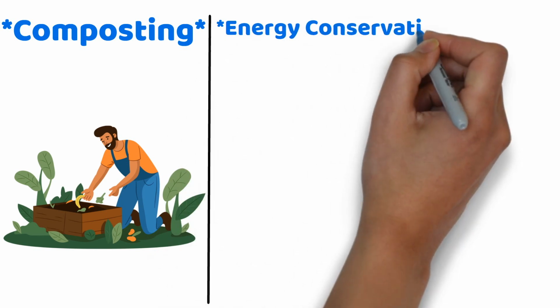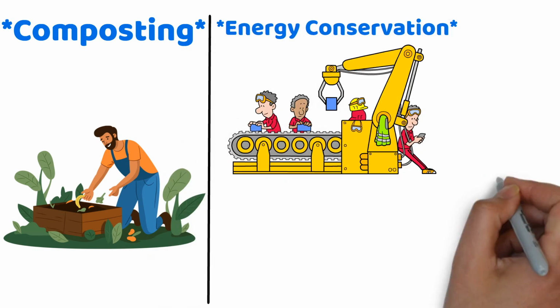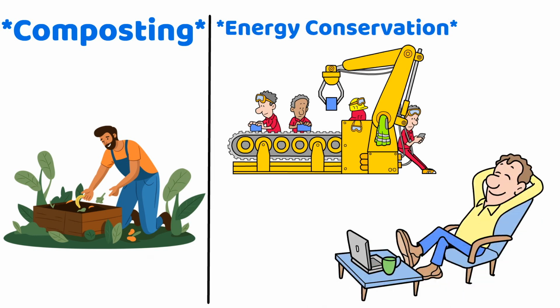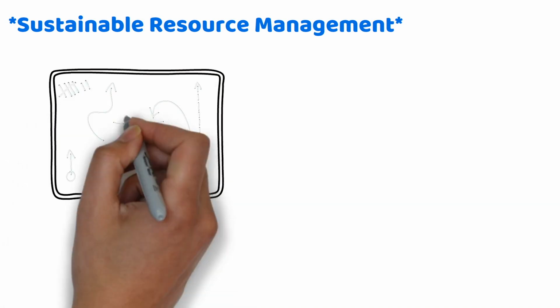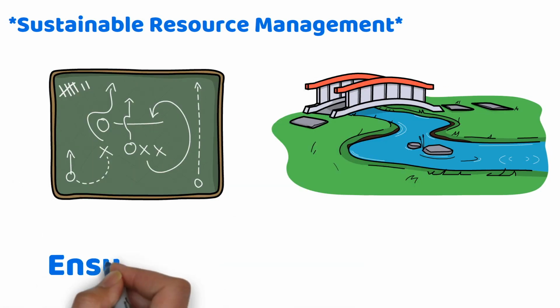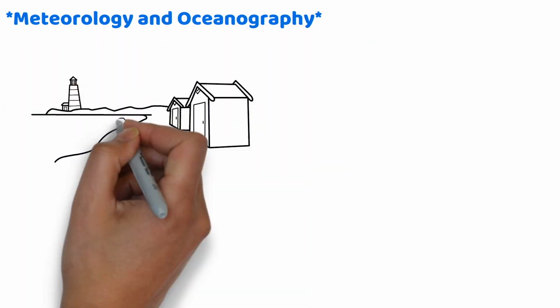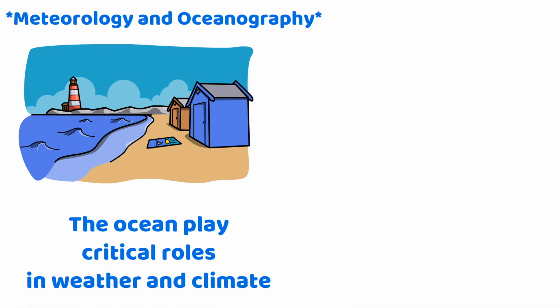Energy conservation. Implementing energy-efficient technologies and practices can significantly reduce energy consumption and environmental impact. Sustainable resource management. This strategy involves the careful and responsible management of natural resources to prevent depletion and ensure long-term sustainability. Meteorology and oceanography. The dynamics of the atmosphere and the ocean play critical roles in weather and climate.